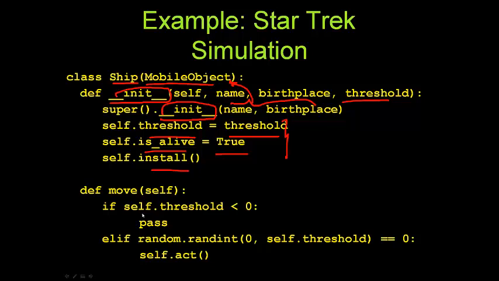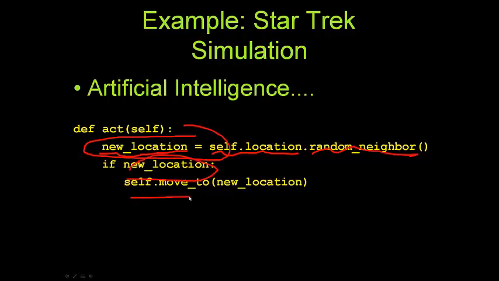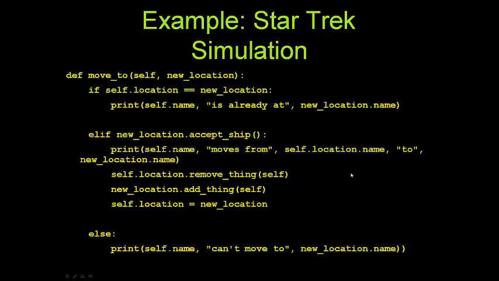Basically, if you ask yourself, if your threshold is less than 0, you don't move. Just pass. Otherwise, you randomly pick between 0 and self.threshold. If this is equal to 0, you act. What's act? You look at yourself, and you look for a random neighbor, and this is a new location. And if this is not none, you will move to the new location.